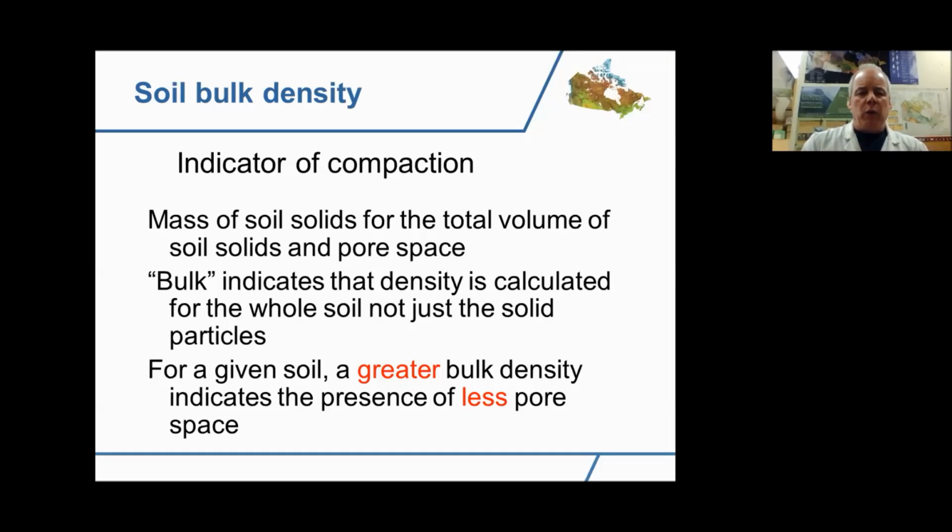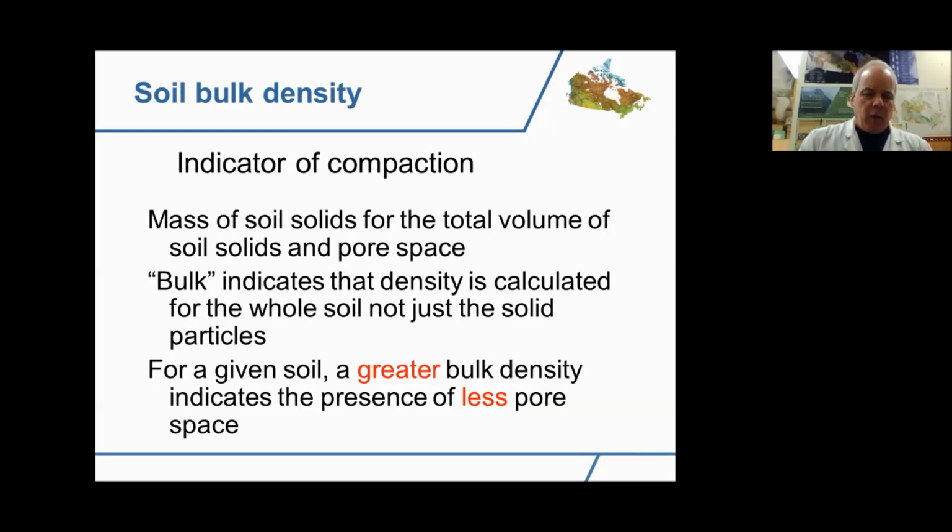Basically, a lot of you will know about density of materials, looking at the mass of something for its volume. So when we talk about soil bulk density, we're actually talking about the mass of the soil solids for the total volume of the soil solids and the pore space. So the bulk really indicates that we're not calculating the density just for the solid particles in the soil. We're calculating it for the whole soil. So it's going to include, again, the soil solids and the pore space.